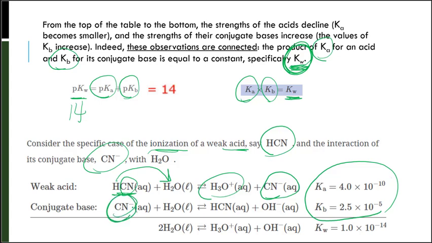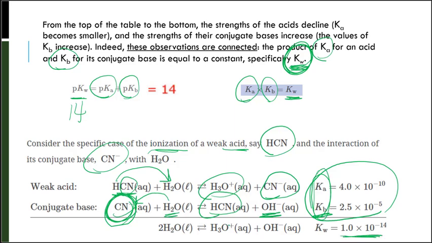Looking at the CN-, that's my base. Bases are proton acceptors. So that water is going to donate 1 H, giving me HCN on the right, and leaving H2O over here with OH-. So the Kb value is 2.5 times 10 to the negative 5th. If I multiply these two together, I get 1 times 10 to the negative 14th.